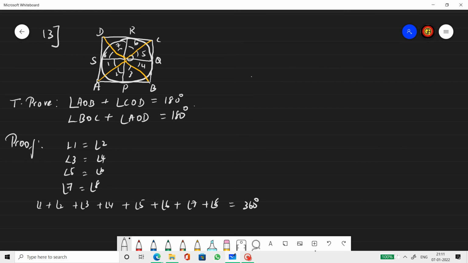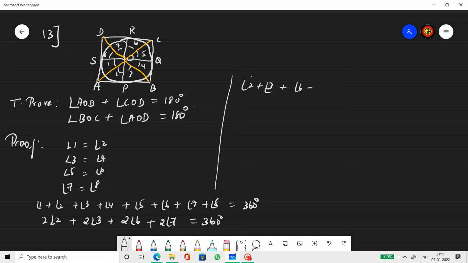Angle 1 equals angle 2, so I can write angle 1 as 2, so it will be 2 times angle 2. Angle 3 equals angle 4, so I'm writing 4 as 3, so 2 times 3. And then angle 5, I'm writing it as 6, so 2 times 6. And again, 8, I'm writing it as 7, so 2 times 7 equals 360 degrees. So through this, I get 2 + 3 + 6 + 7 equals 180 degrees.